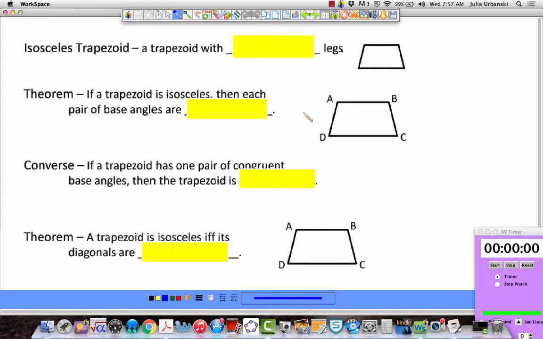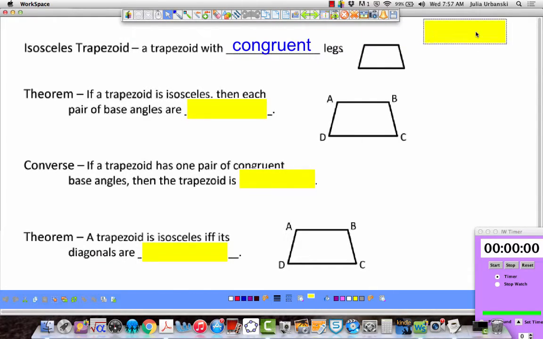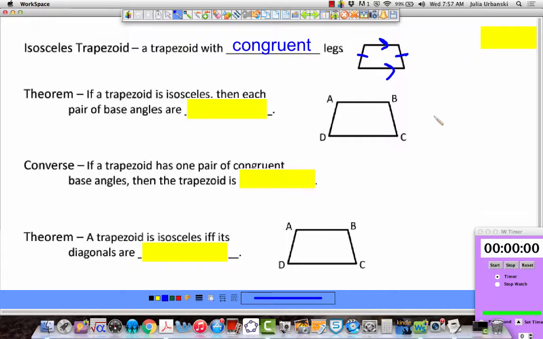How many congruent sides? Two. Isosceles means at least two congruent. So, an isosceles triangle has two congruent sides, and an isosceles trapezoid has two congruent sides. Those are called the legs. So, if this is a trapezoid with lines parallel here, then these two equal segments would make it isosceles.